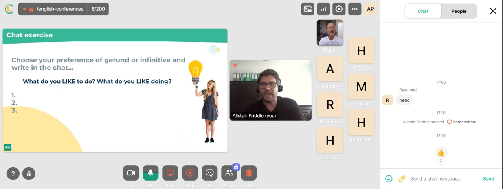We've got a chat exercise here for you to do if you want to do it. Let me read the chat exercise for you. It says, choose your preference of gerund or infinitive and write in the chat, what do you like to do and what do you like doing? For example, I could say I like teaching English.